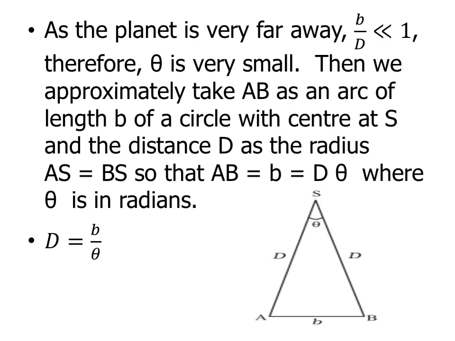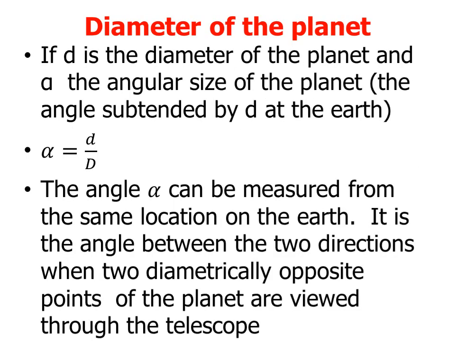plane angle is arc length by distance. From that only we have written b is equal to D theta, where theta is in radians. So we can measure the distance between the planet and the earth position. D is equal to b divided by theta, and we can also measure the diameter of the planet.